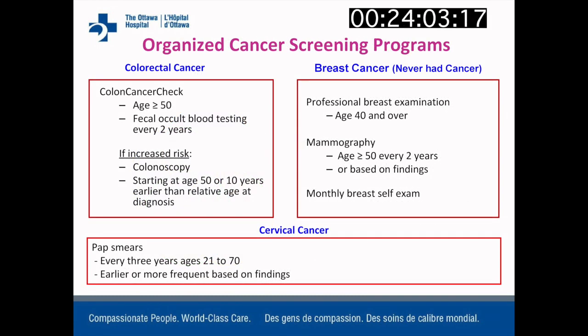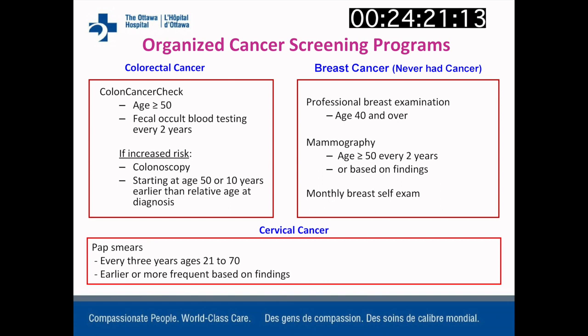So I'd like to take a moment to discuss other cancer screening programs in the province of Ontario. I'm going to leave the breast cancer screening as this is for women who have not had a diagnosis of breast cancer. The two other cancer screening programs in the province are for colorectal cancer and cervical cancer.